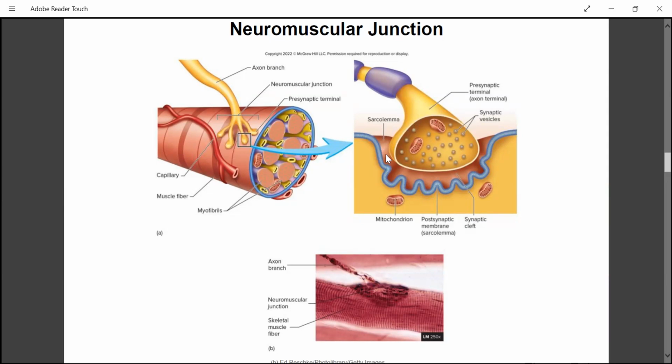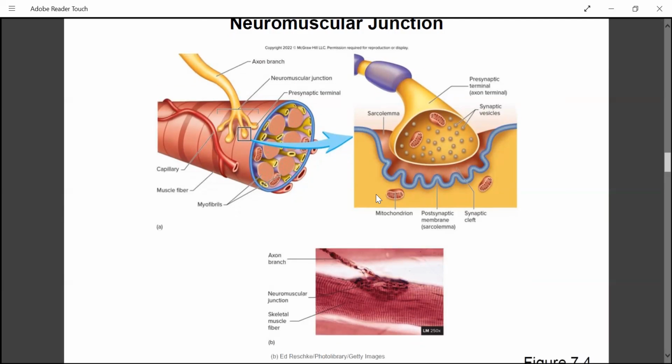We have our sarcolemma, or our muscle fiber cell membrane. That's going to be our postsynaptic membrane. And then we have the space in between the two, which is known as our synaptic cleft.